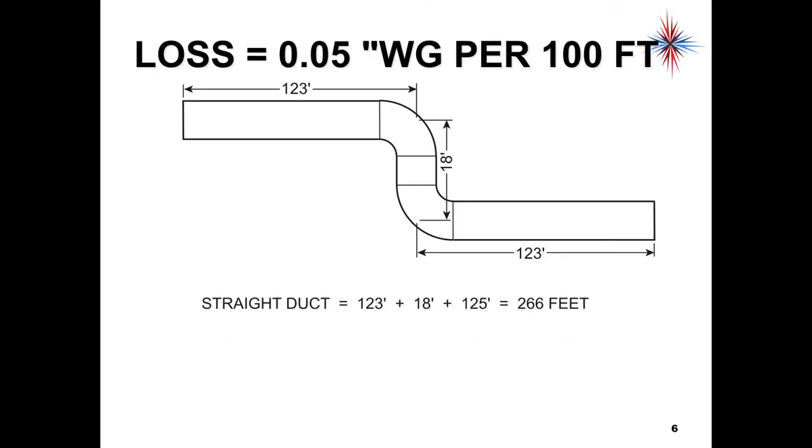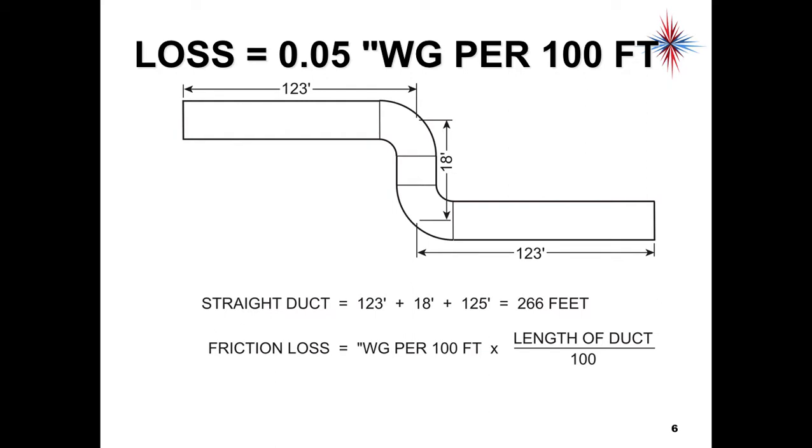So if I have a loss of 0.05 inch water gauge or water column per 100 foot, this duct run is 123 feet plus 18 feet plus 125 feet for a total run of 266 feet. Okay, so I have my friction loss, water gauge per 100 foot, times the length of duct divided by 100.